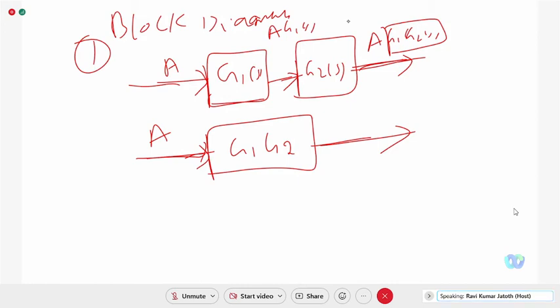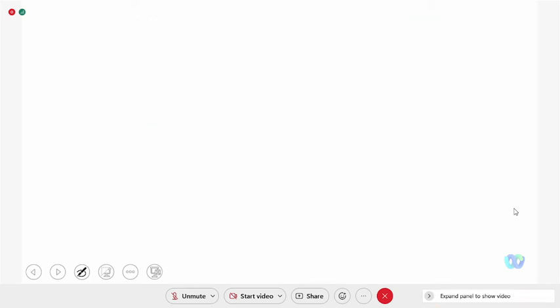Yes, sir. So this is rule number one. When two blocks are in series or cascaded, we just multiply the gains of the two blocks. In a practical amplifier also, it is not a single stage amplifier, it is a two stage amplifier, so we multiply the gains. So that is rule number one. Now, rule number two.